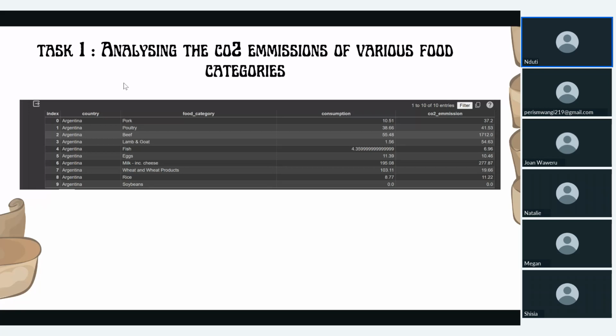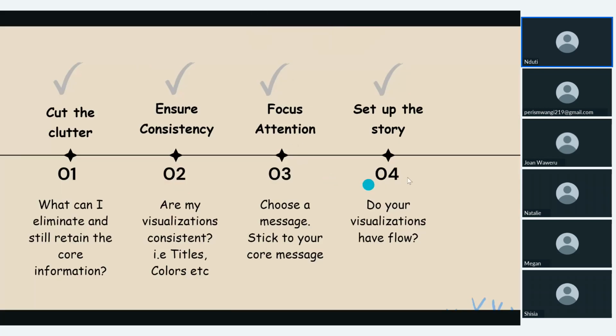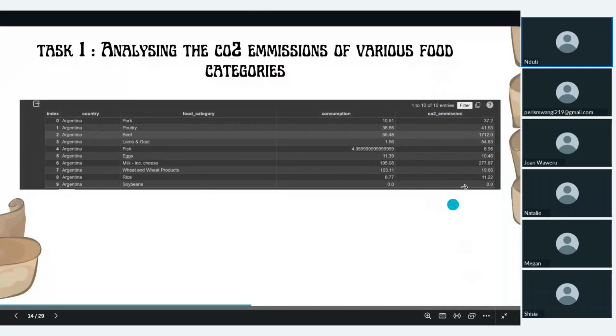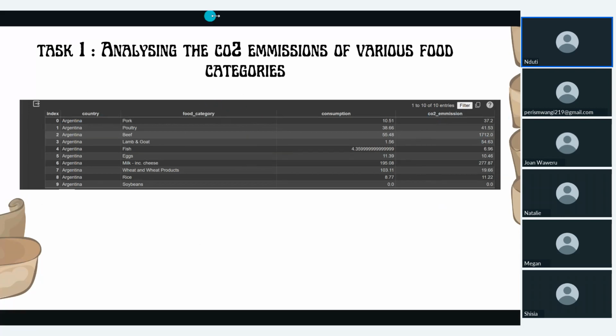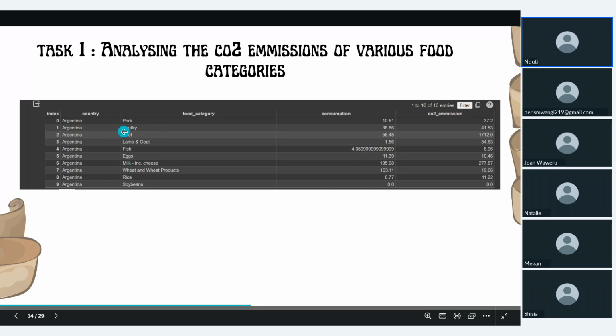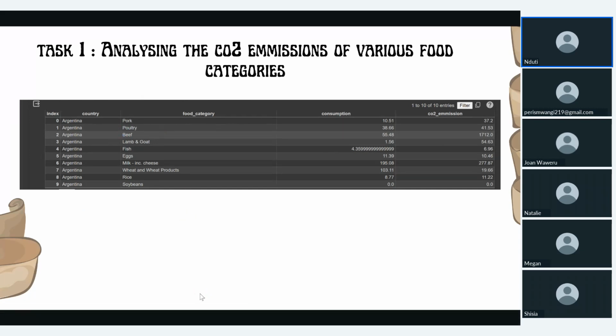Now, if we are told to analyze the emissions of various food categories, what are we using? We're using the CO2 emission, the country, and the category. That's where our emphasis is. I just want to analyze the CO2 emissions for the various food categories, meaning I will combine the pork for all the countries, the poultry for all the countries, everything. So, boom. The first thing you think about is how will you present this information?